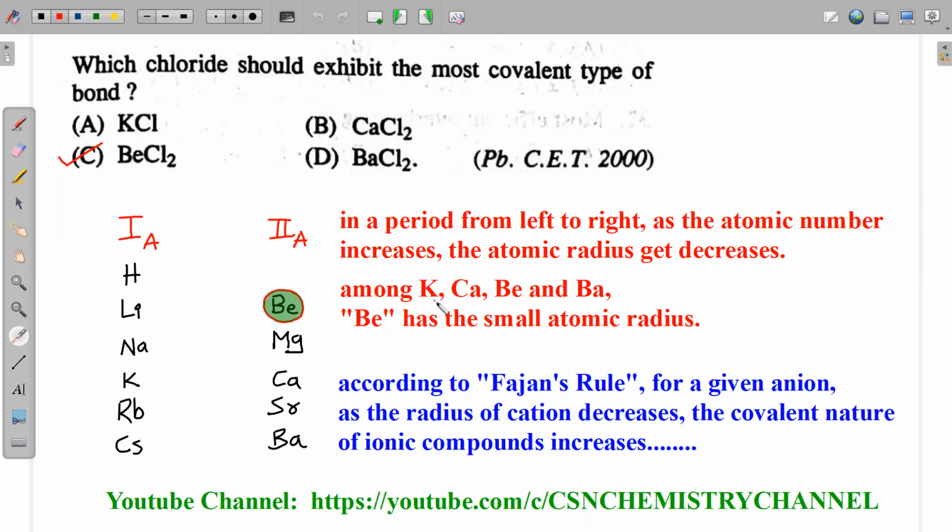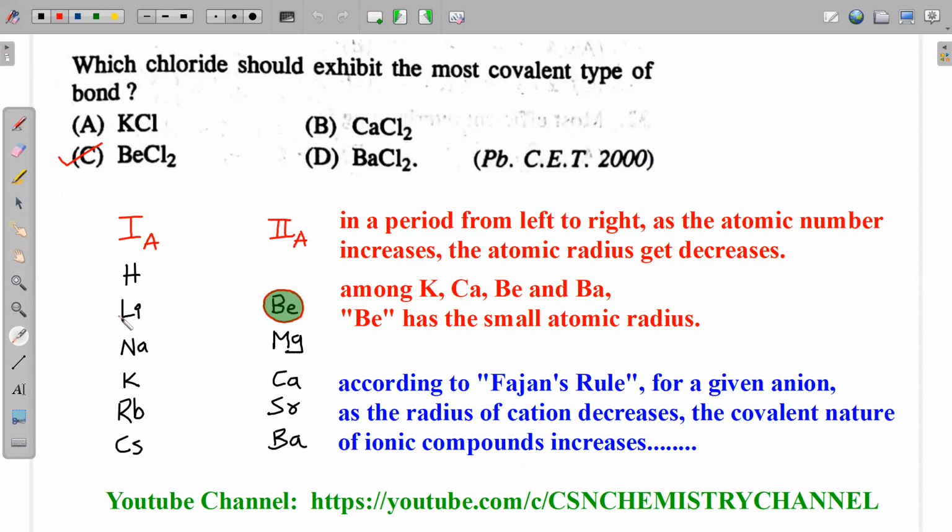First option is containing potassium ion. Second option is containing calcium ion. Third option is containing beryllium ion. The fourth option is containing barium ion. Yes, see this first group elements: hydrogen, lithium, sodium, potassium, rubidium, cesium. Second group elements are beryllium, magnesium, calcium, strontium, barium.